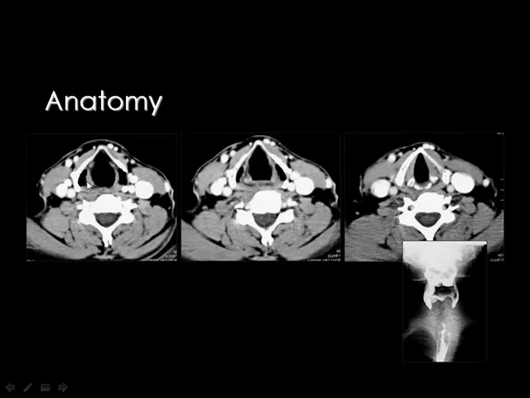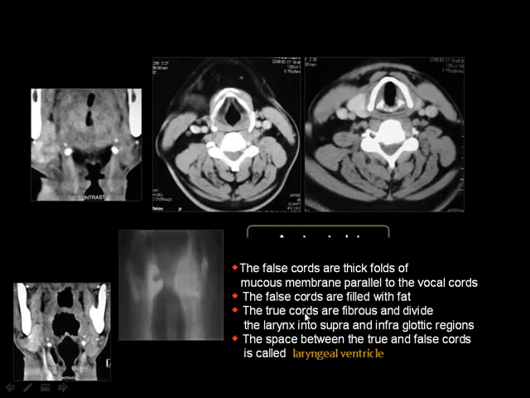This is the aryepiglottic fold. This is the piriform sinus on both sides. And then you reach the level of the true vocal cord. And here you can identify the arytenoid cartilage. This is the thyroid cartilage. This is the true vocal cord. And this is the anterior commissure.